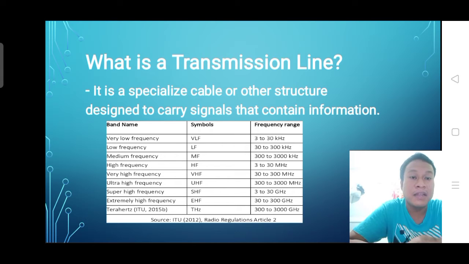Next is medium frequency, from 300 to 3000 kHz, followed by high frequency, from 3 to 30 MHz, followed by very high frequency from 30 to 300 MHz. Next is the ultra-high frequency, ranging from 300 to 3000 MHz. Next is the super-high frequency, ranging from 3 to 30 GHz. Next is the extreme high frequency, ranging from 30 to 300 GHz. And the last is the terahertz, ranging from 300 to 3000 GHz.